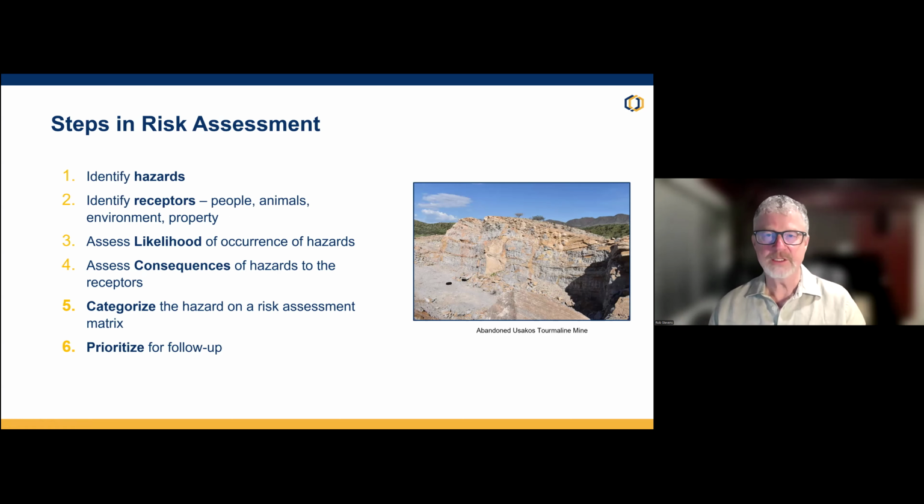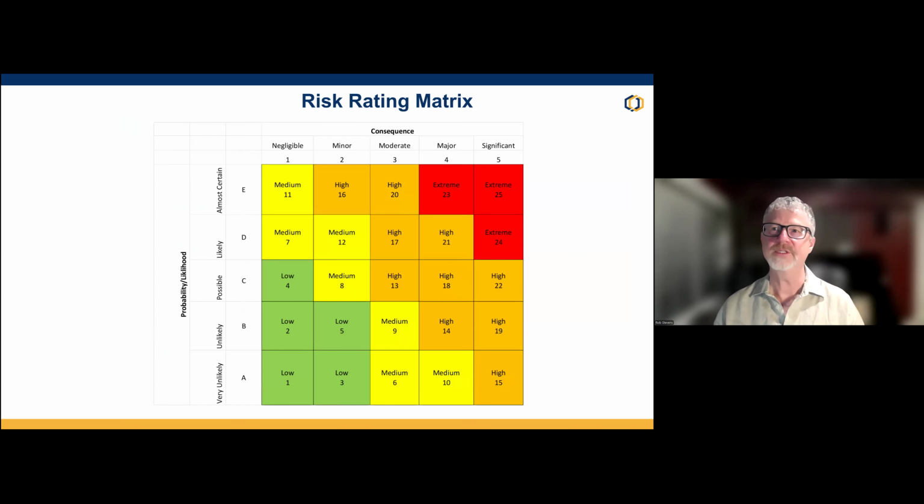So the steps, and this is what we're going to look at in the tool. As I said, identify the hazards, identify the receptors, people, animals, environment, property. What is the likelihood or the probability of the hazard occurring? What is the consequence if that hazard actually occurs? Then we categorize that on a risk assessment matrix, and then we prioritize and follow up with the next steps.